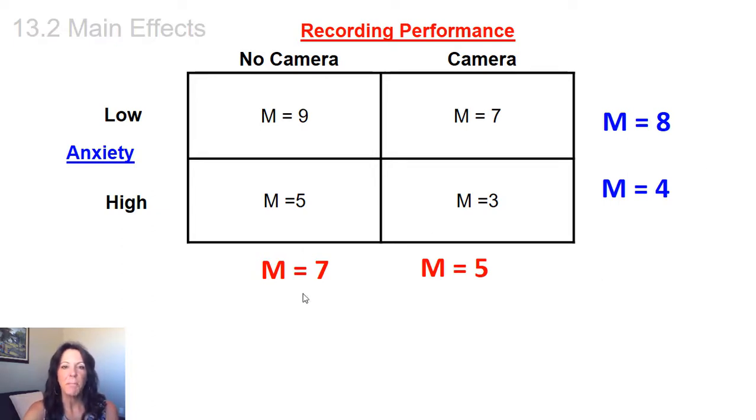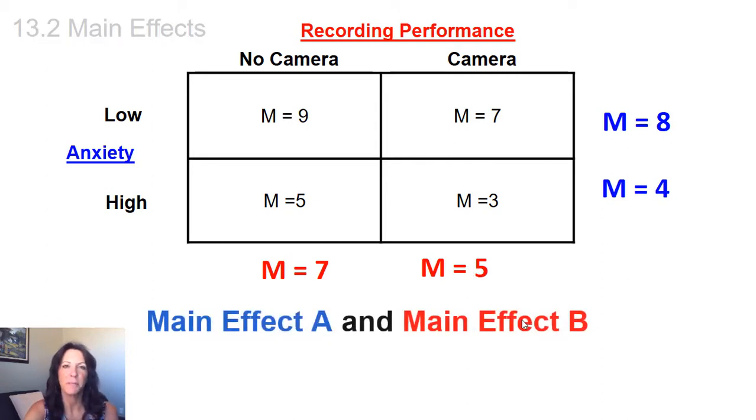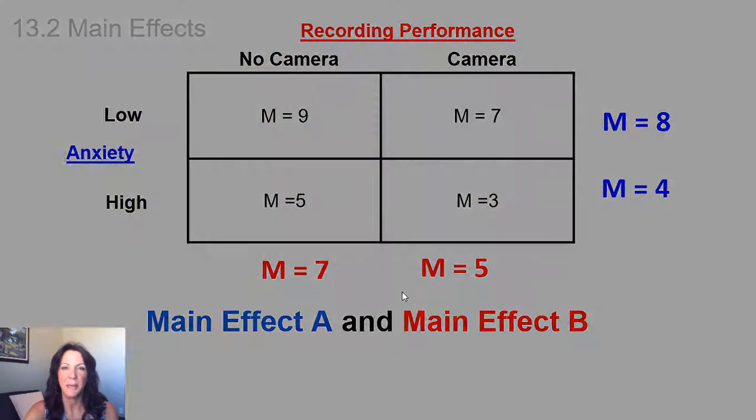So let's take a look at the main effect for camera. No camera, the mean is 7, and having a camera, the mean is 5. So here it looks again like there is a main effect for camera, meaning camera does affect your performance in the job interview because the mean of 7 is different from the mean of 5. Now, whether that's statistically significant, we don't know yet. But we say that there's a main effect here. So we have a main effect for anxiety. Anxiety impacts interview performance. And we have a main effect for camera. Having a camera affects your interview performance. So what we have here is what we call a main effect for A and a main effect for B.